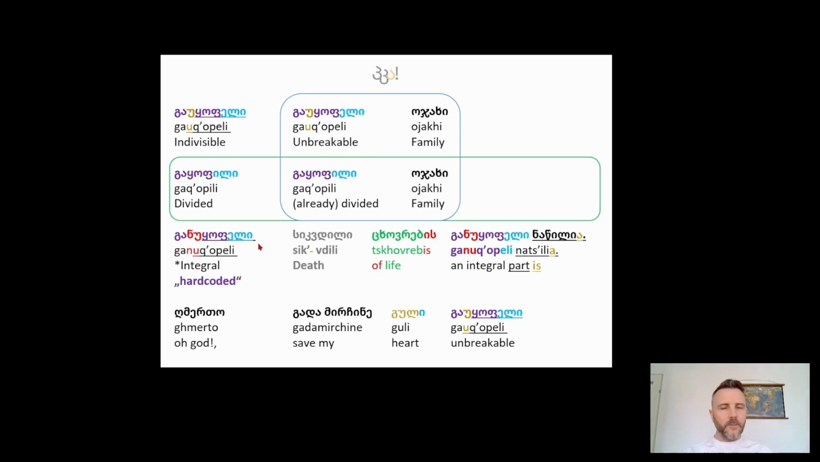Gamok'leba means that it's an integral part to something. It's the yin and the yang. It's impossible to divide. Sekvdili is death. Sekvdili tzchovrebis gamok'leba natzilia. Death is of life, an integral part. It is hard-coded, I wrote here, into life. It cannot be divided.